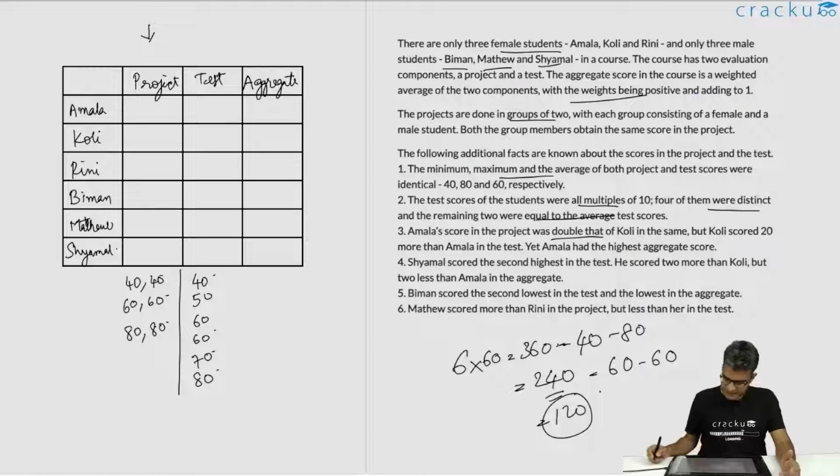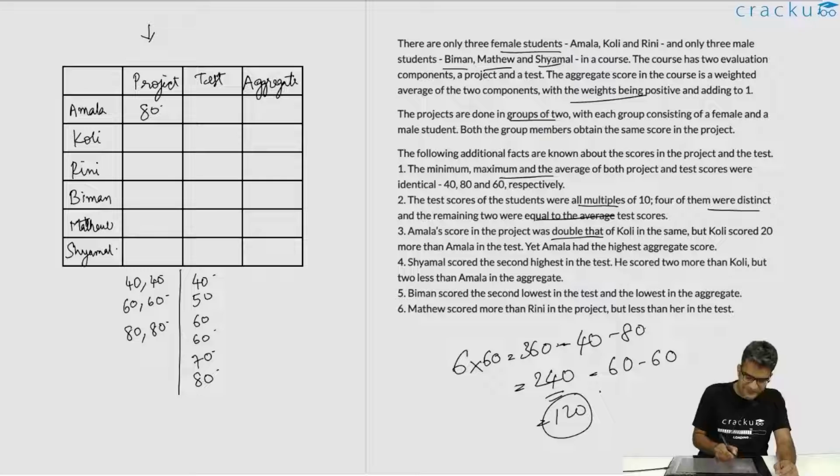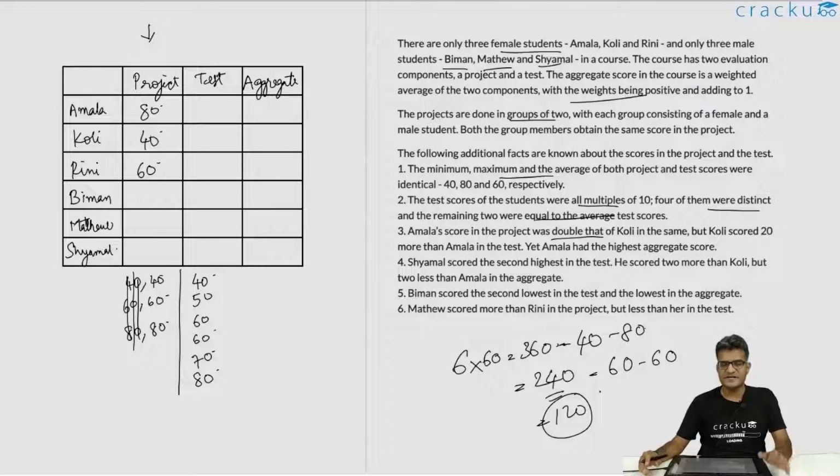Amala's score in project was double that of Kohli in the same. Amala's score therefore has to be 80 and Kohli will be 40. And Rini is the other woman, the only woman remaining. So she has to score 60. Because 40, 60 and 80 are the scores of 3 women. 40, 60 and 80 are the scores of 3 men also.